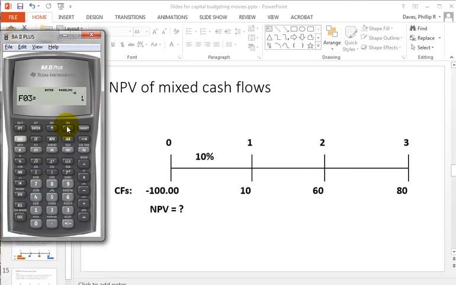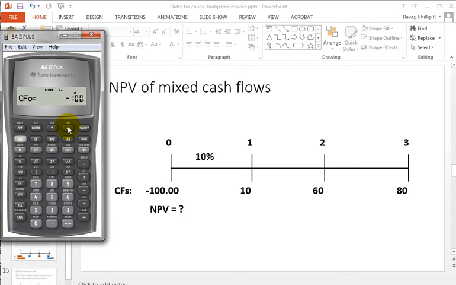And just to be sure, I always go down a couple more cash flows just to make sure. It says cash flow 4 is 4. We don't have a fourth cash flow. We don't have a fourth frequency. So everything is as it should be. Let's go ahead and page through it and look. Cash flow 0 is negative 100. Cash flow 1 was 10. Frequency 1 was 1. Cash flow 2 was 60. Frequency 2 was 1. Cash flow 3 was 80. Frequency 3 was 1. And then we don't have a fourth cash flow, and we're done with all of that.